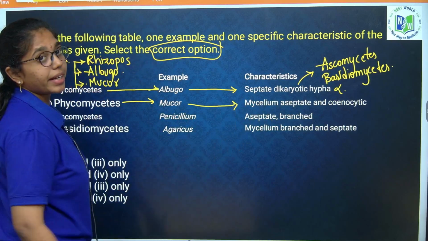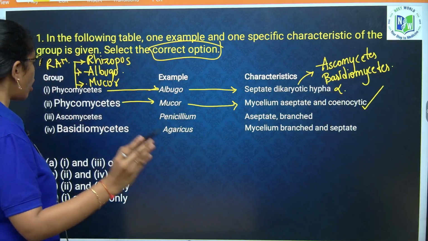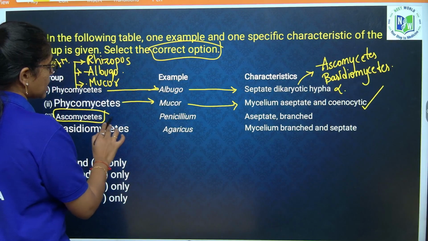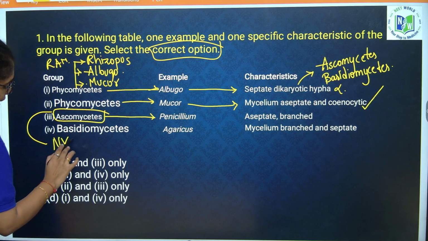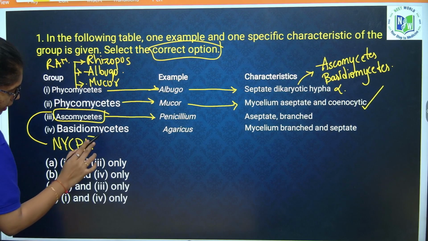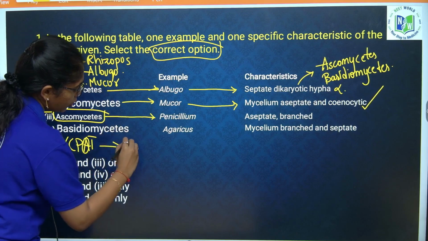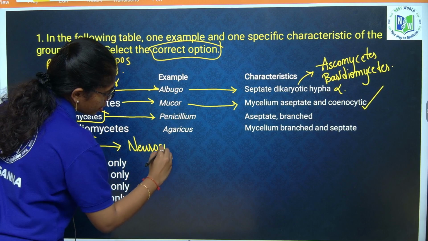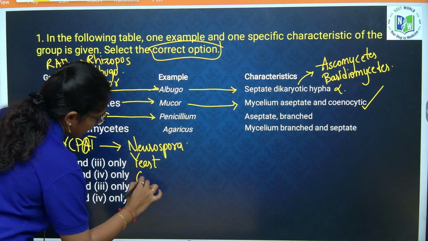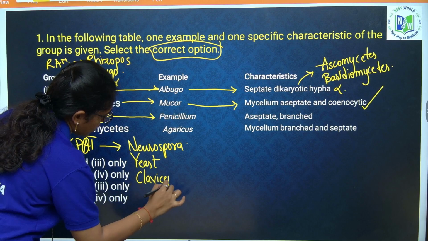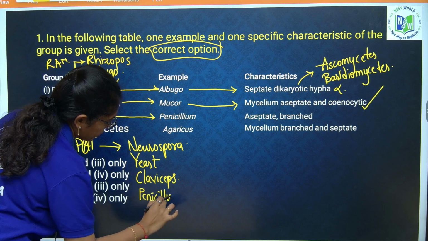Next, Phycomycetes, yes, Mucor is the example. Mycelium is aseptate and coenocytic, or a multinucleated condition is seen because of the absence of septa. Ascomycetes example: Penicillium. Yes, what mnemonic did I give you for Ascomycetes? Nice pet, or instead of E I am keeping A. So what examples do we have? Neurospora, yeast, Claviceps, Penicillium which is used as an antibiotic.